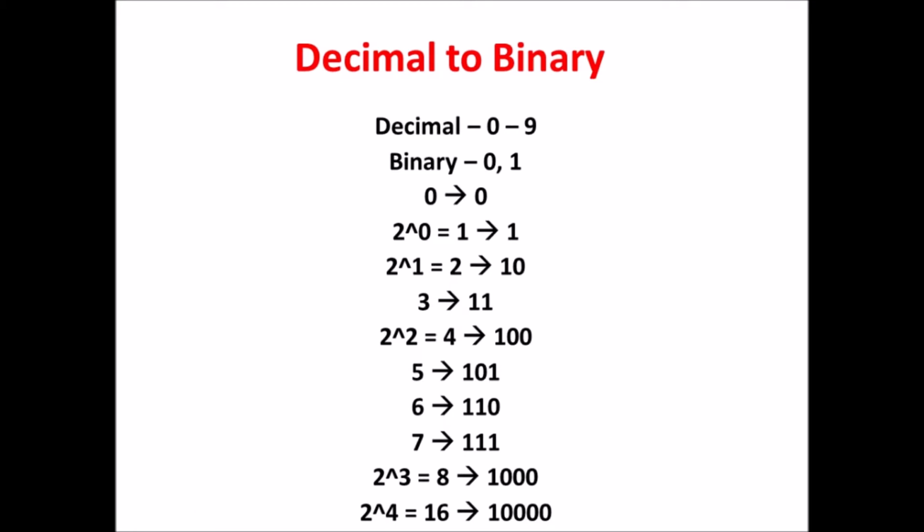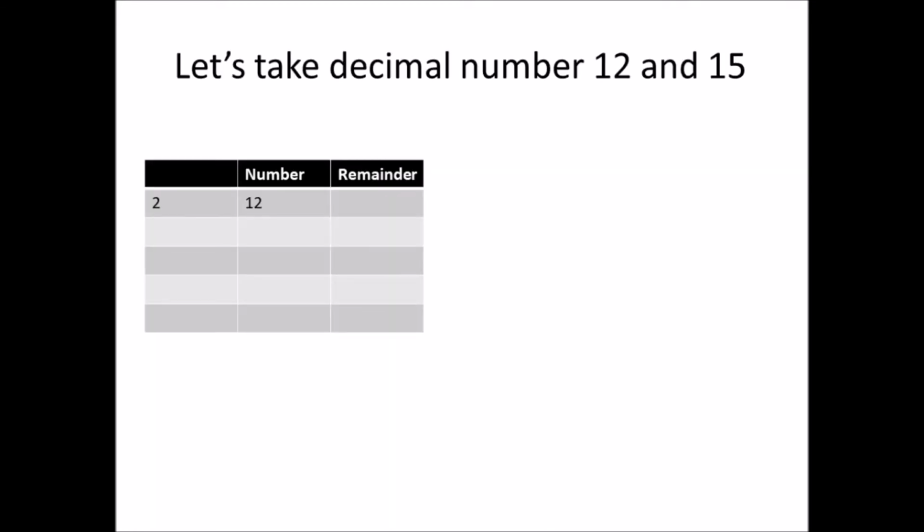Let's try to convert. Let's say we take two numbers, 12 and 15, and we want to convert 12. The base over here will be 2, so every time we'll be dividing this number by 2. The number we are taking is 12, and we just have to take the remainder over here. So that is our first approach.